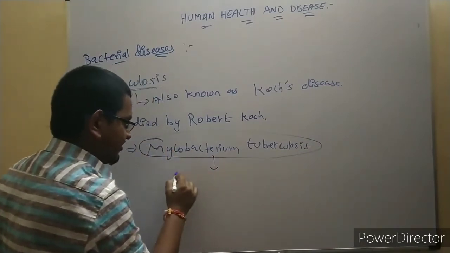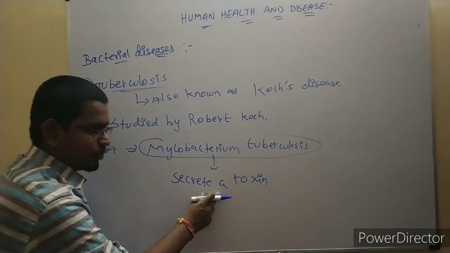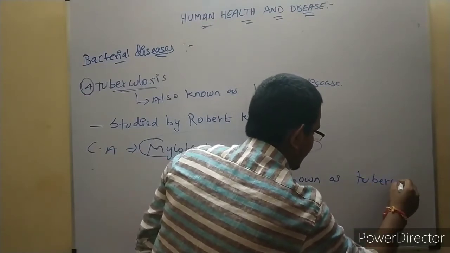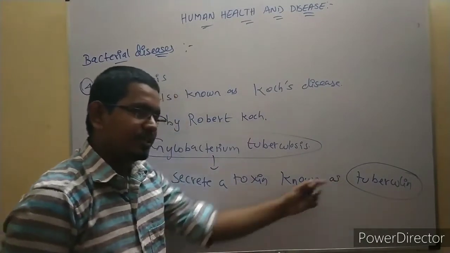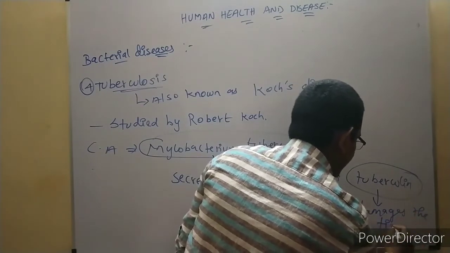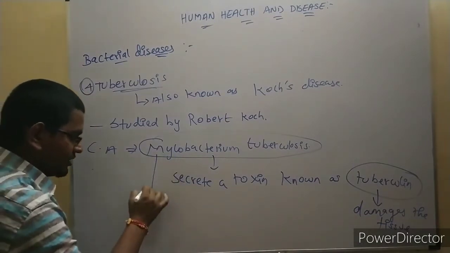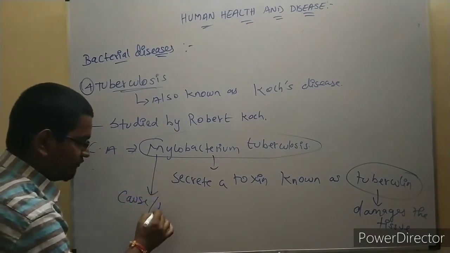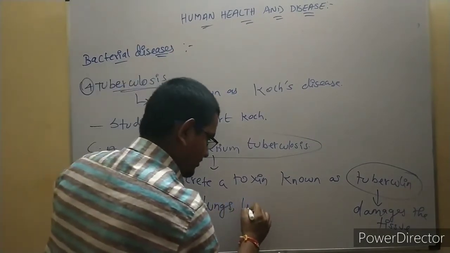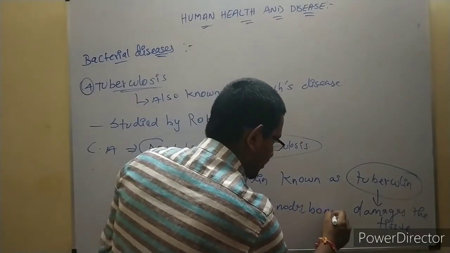Mycobacterium tuberculosis will secrete a toxin known as tuberculin. What will this tuberculin do? It will damage the tissue. And this Mycobacterium tuberculosis will cause infection in the lungs, lymph nodes, and it also infects bones and joints.